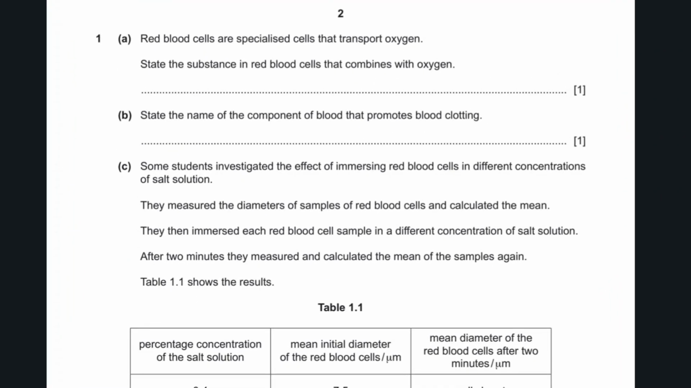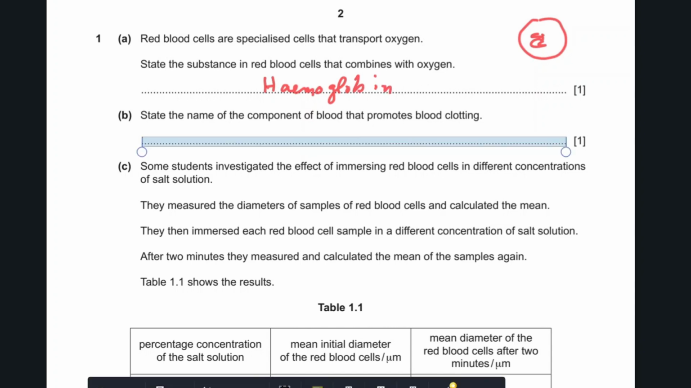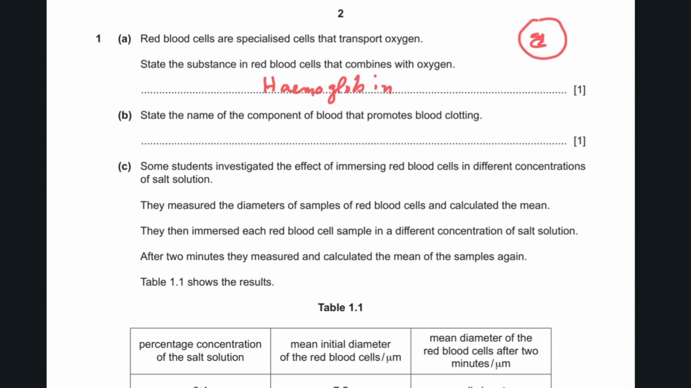Question number 1: red blood cells are specialized cells that transport oxygen. State the substance in RBC that transports oxygen. What will be the name of the substance which is present in the RBC? The name of that substance is hemoglobin. Then state the name of the component of the blood that promotes blood clotting. That component is platelet.